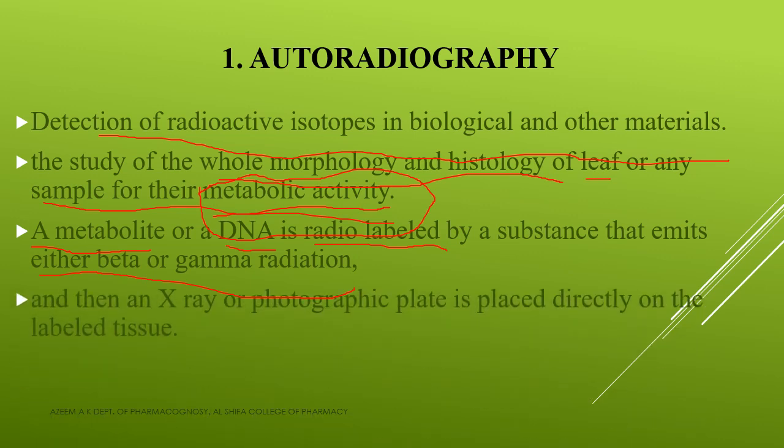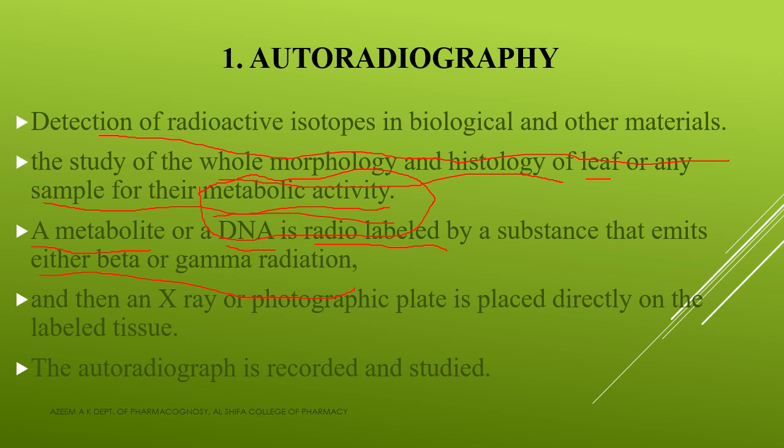After introducing this radio labeled compound, an X-ray or photographic plate is directly placed on the labeled tissue. A particular tissue is labeled, and the X-ray or photographic plate is placed on it. Clear? Then it emits radiation, and that record is known as an autoradiograph, which should be taken out and studied. From this, we can get an idea about the biosynthetic pathway.